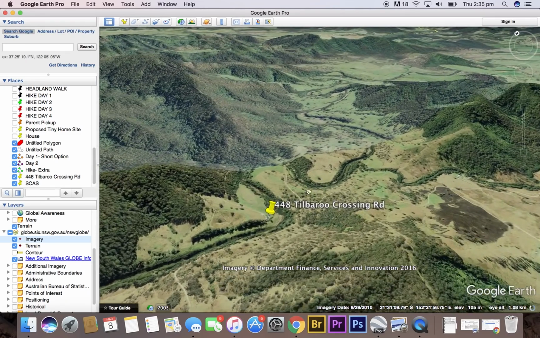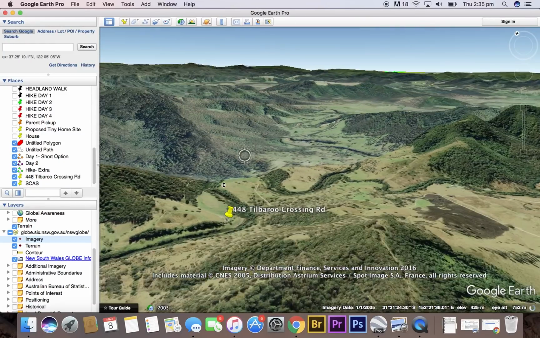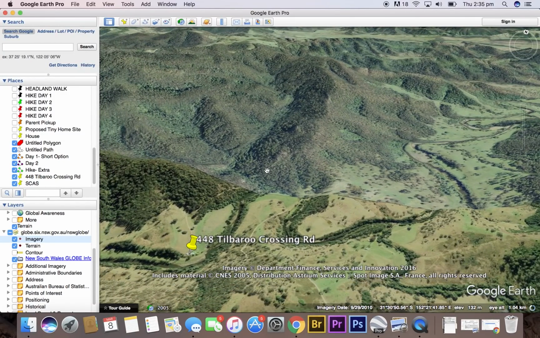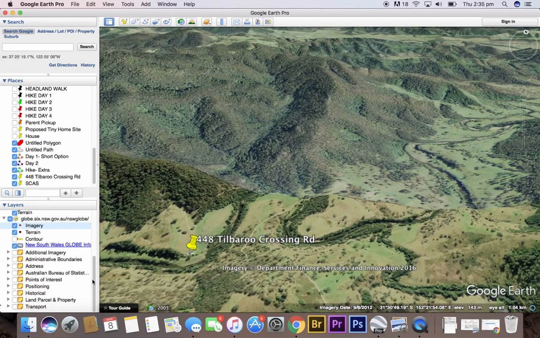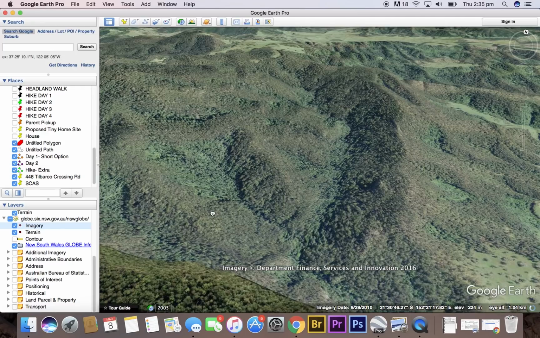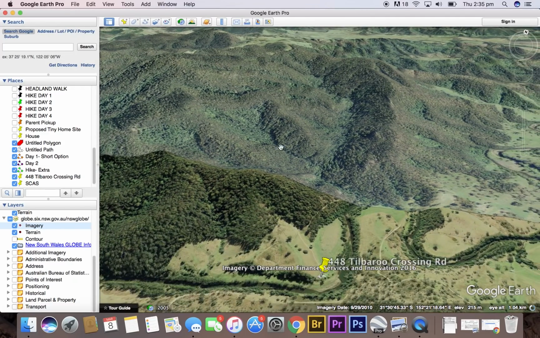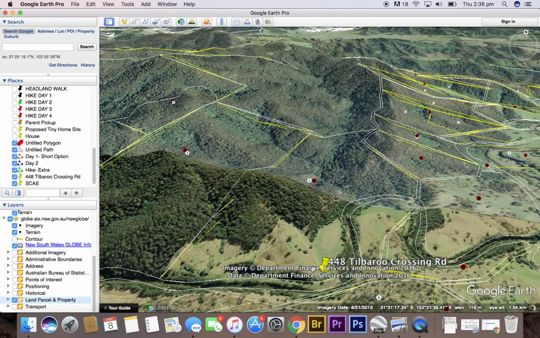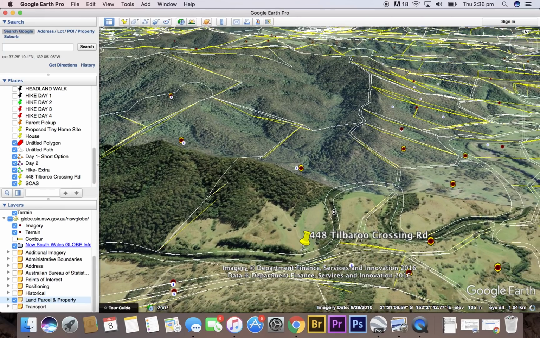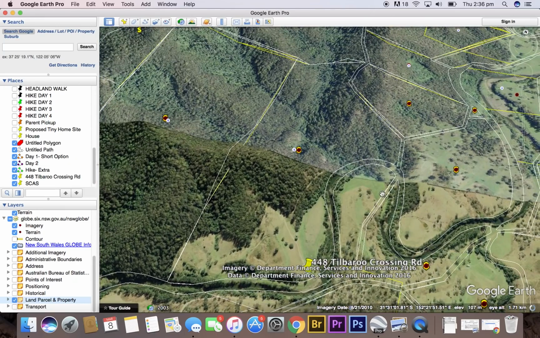So the property itself is bordered by National Park. So here to the north we have what's called Birrell Bulga, and it's a national park, and it's quite a rugged national park. You can see here the green and those areas of dark green which represent rainforest.